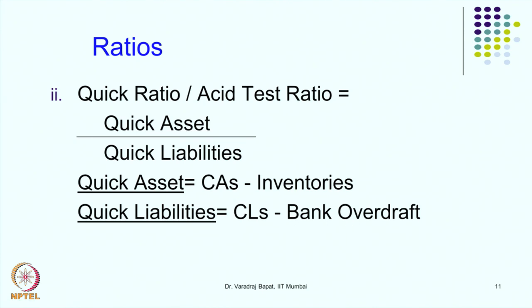Now, what is the logic? Why is inventories reduced? Because normally inventories are not quick in nature. It takes a long time to convert them into cash, because first of all, we will have to make sales. Then if it is a credit sale, it will get converted into debtors, and after the debtors are collected, we will get cash. That's why any illiquid asset in the current assets, all current assets are supposed to be liquid within a 1 year period.